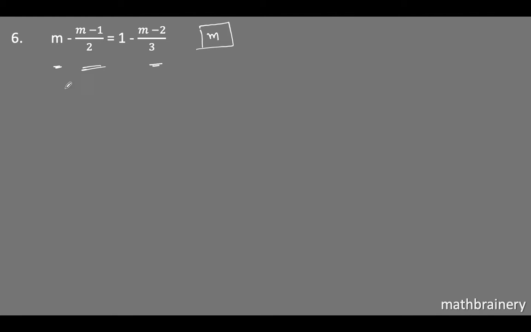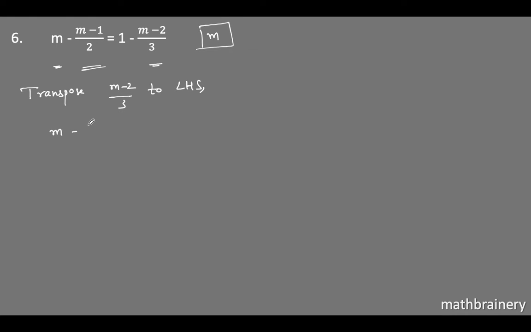So let's bring all variable terms to the left hand side and constant terms to the right hand side of the equation. So what we have on the left hand side are m and (m − 1)/2. Let's transpose this variable term, which is on the right hand side of the equation, to the left hand side. So that is, let's transpose this (m − 2)/3 to the left hand side. Then what do you get?